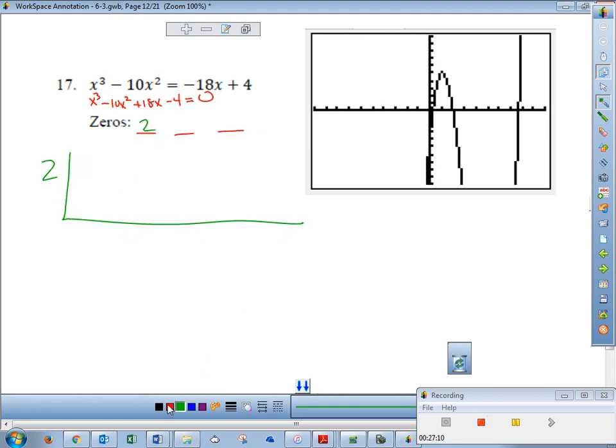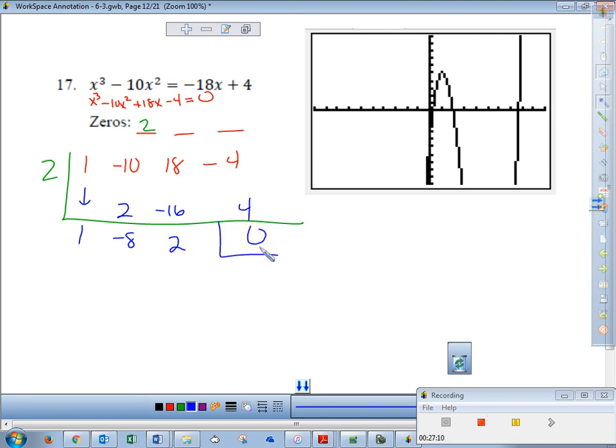Synthetically dividing by 2. 1, negative 10, 18, negative 4. Come on, pencil. Bringing this down, you get a 1. 2, then you get negative 8. Negative 16, and a 2, and a 4. Remainder is 0. Good for me. This is quadratic now. He was cubic. You knocked him down a degree by dividing.